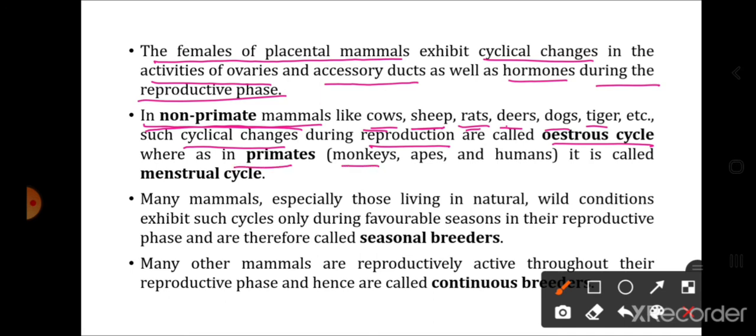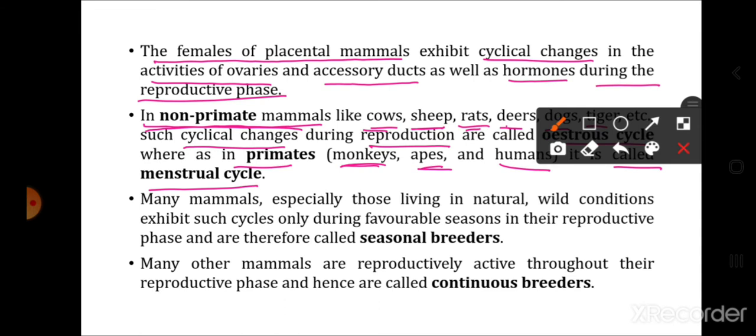So, cyclic changes occurring during the reproductive phase in the non-primate mammals are called the estrous cycle, whereas in primates like monkeys, apes and human beings, it is called the menstrual cycle. So, cyclic changes during the reproductive phase in the placental mammals of the primates are called the menstrual cycle. So, these cyclical changes are categorized into two groups. One is the estrous cycle, which occurs in the non-primate mammals, and another one is the menstrual cycle, which occurs in the primates. In the next slide, we will see the difference between the menstrual and estrous cycle.